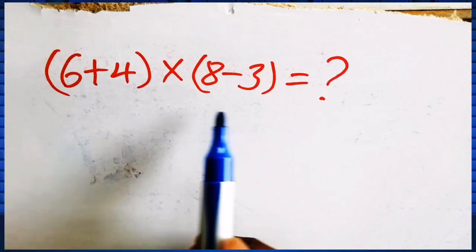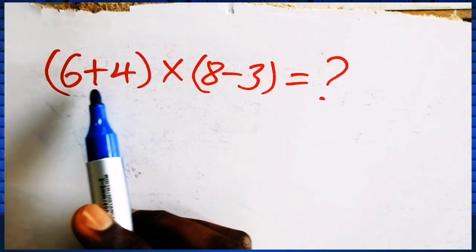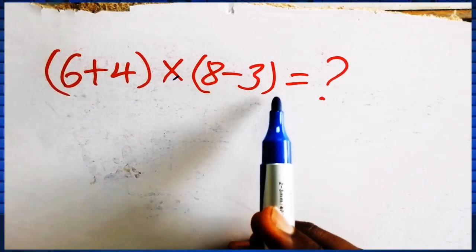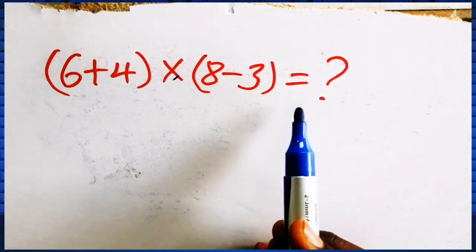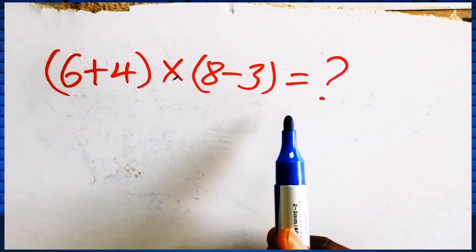To do the correct answer of this expression. Okay, so inside the parentheses, 6 plus 4 times another parenthesis, 8 minus 3, which equals how much? Okay, are you ready to do the correct answer of this expression?